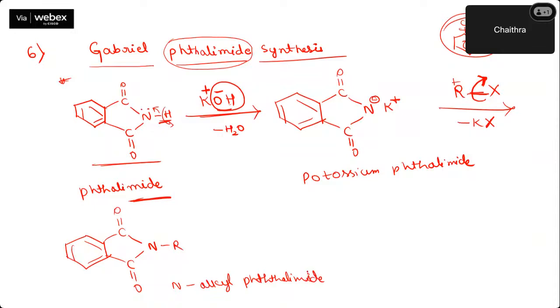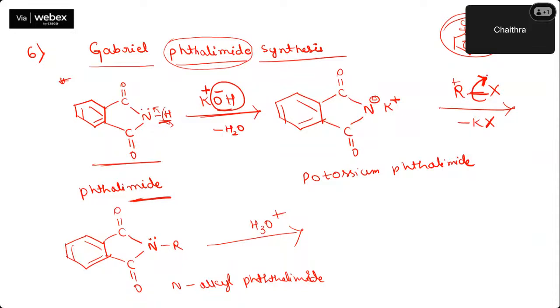N-alkyl phthalimide, right? So now tell me, next step, if I do hydrolysis, what might happen? Both pairs of electrons will be there. Do hydrolysis. This is basically a nucleophilic substitution reaction. Now remember, I took here alkyl halide.